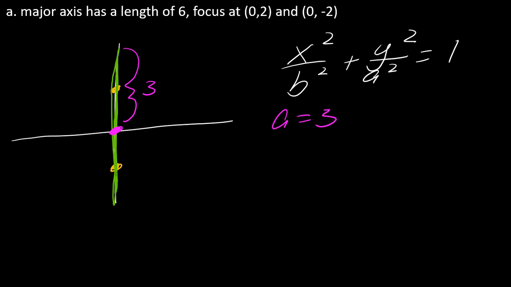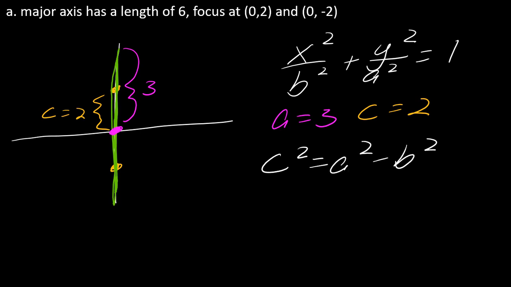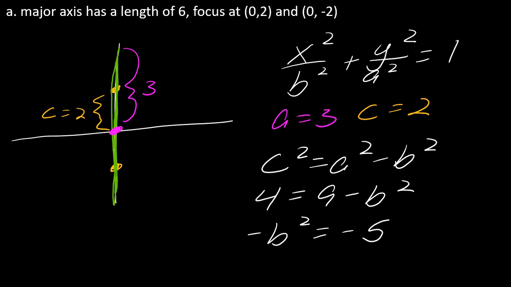The other information I get from this picture is the distance from the center to the focus. This is going to be 2, so my c is equal to 2. Now I have the equation c squared equals a squared minus b squared, and I can figure out what b has to be. So 4 equals 9 minus b squared. Solving for b, negative b squared equals negative 5, therefore b squared equals 5.